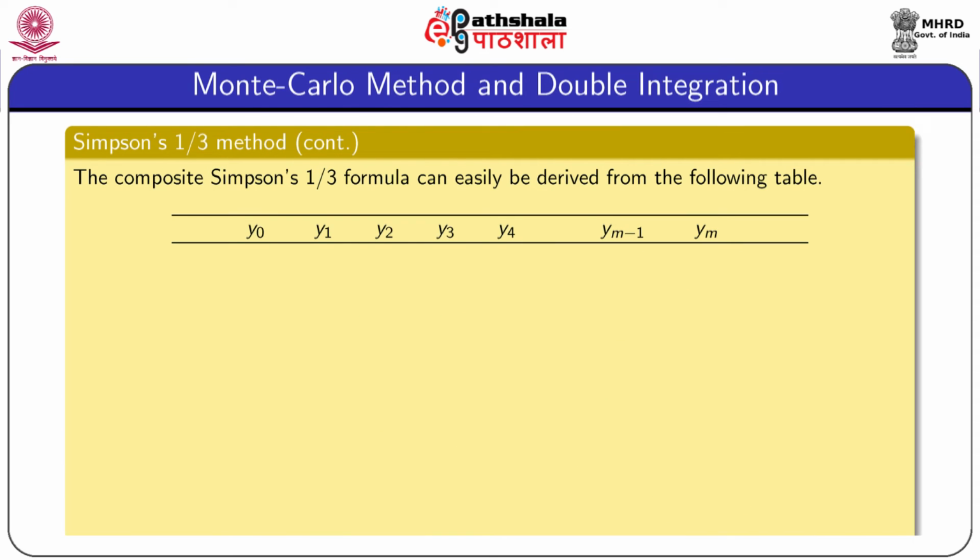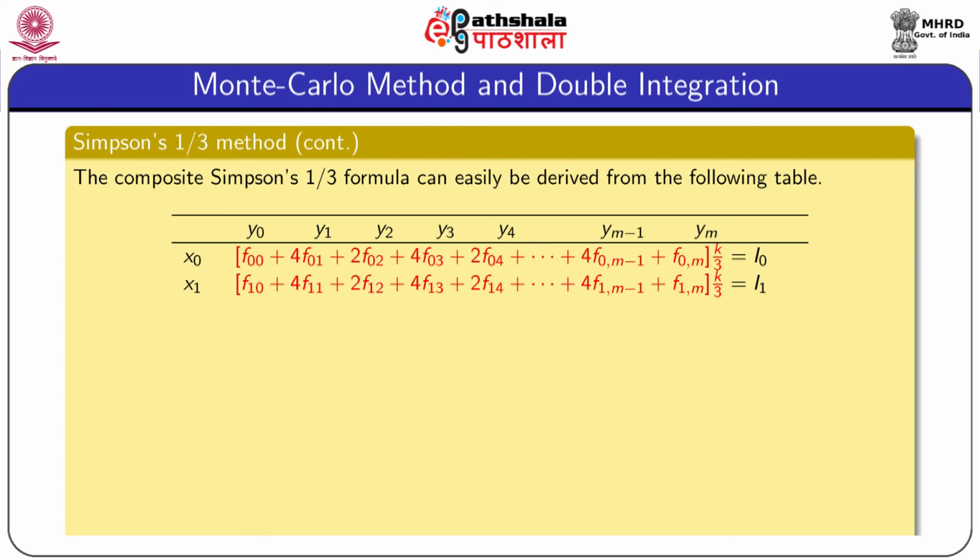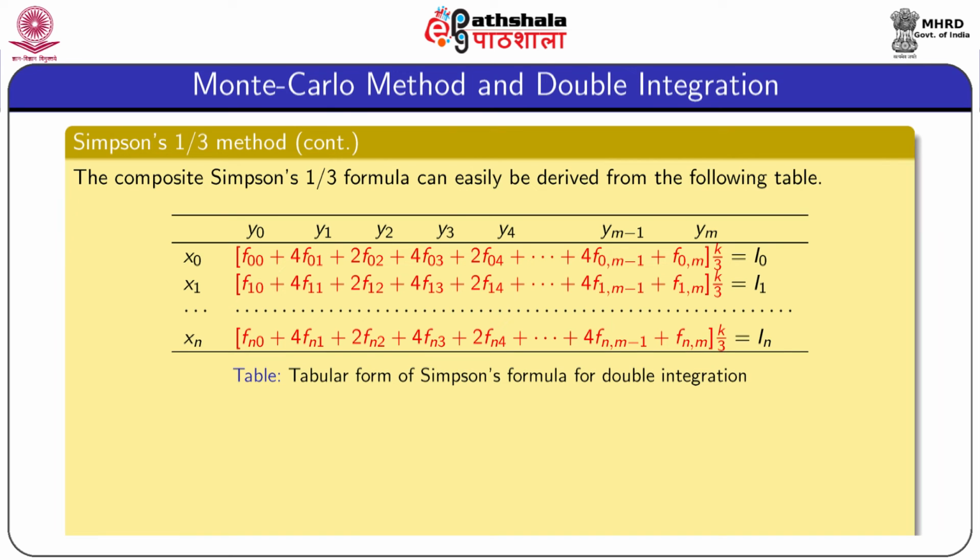To get the composite Simpson one-third formula, we prepared the following table of values. For x equal to x0, the expression f00 plus 4 into f01 plus 2 into f02 plus 4 into f03 plus 2 into f04 plus dot dot dot 4 into f0(m minus 1) plus f0m, whole into k by 3, is denoted by I0, and for x equal to x1 the entire expression is denoted by I1, and lastly when x equal to xn then the expression is denoted by In.